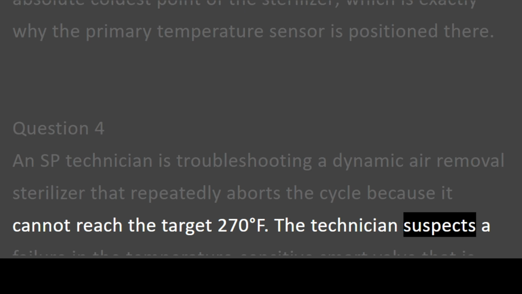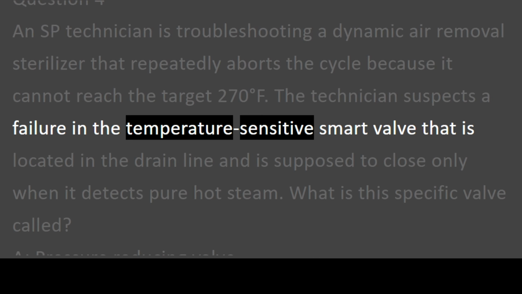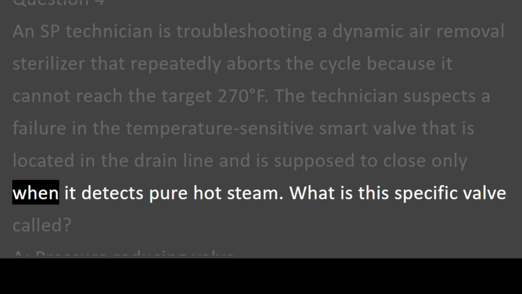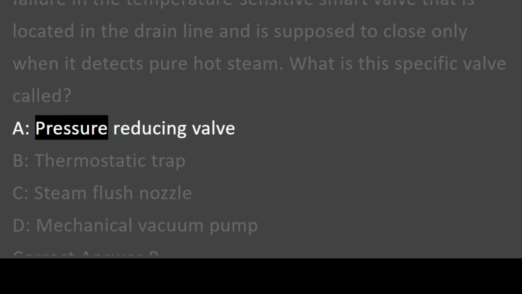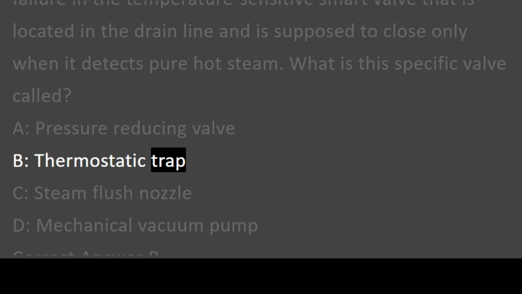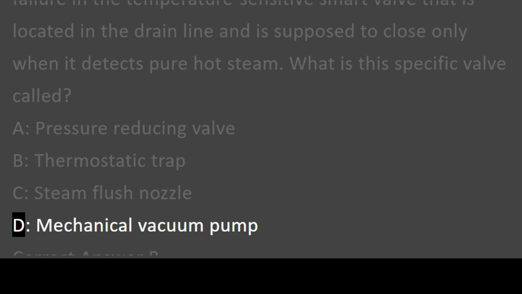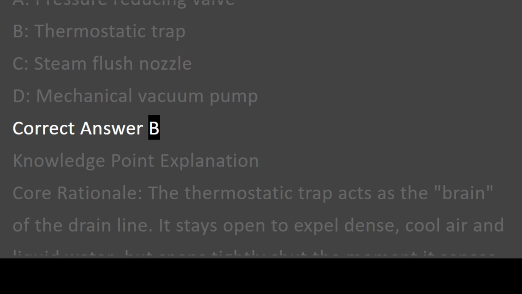The technician suspects a failure in the temperature-sensitive smart valve that is located in the drain line and is supposed to close only when it detects pure hot steam. What is this specific valve called? A. Pressure-reducing valve. B. Thermostatic trap. C. Steam flush nozzle. D. Mechanical vacuum pump. Correct answer B.